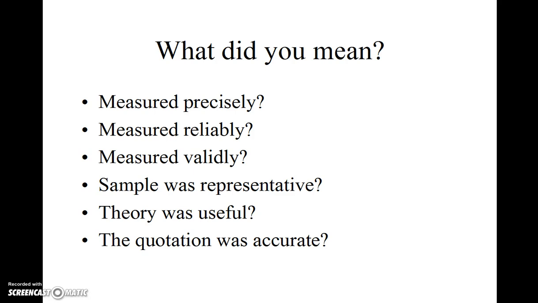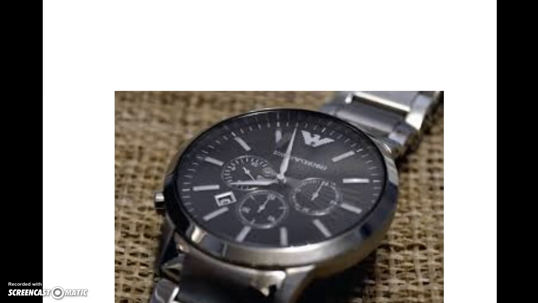But I don't think you were talking about rifles or pistols or arrows or spears. Did you mean that something was measured precisely, measured reliably, measured validly, or that a sample was representative, or that a theory was useful, or that a quotation was accurate? What exactly did you mean? If we look at this watch and we say that it's accurate, do we mean that it measures time down to the second, or do we mean that it measures the actual time, or both?